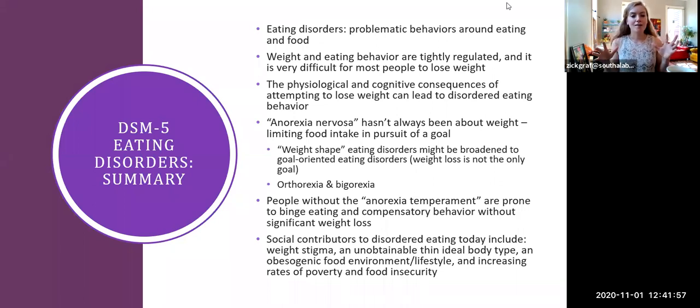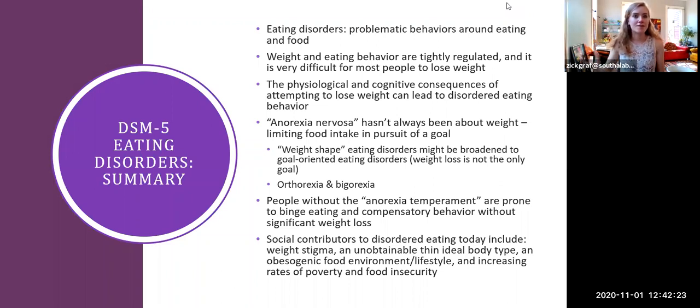Taking a step back, the diagnosis of anorexia nervosa hasn't always been about weight. It's been about any effort to limit food intake in pursuit of any goal. So we might broaden the definition of weight and shape eating disorders by instead thinking about goal-oriented eating disorders, like the goal of eating healthy in orthorexia, or the goal of having an extremely muscular physique in bigorexia.